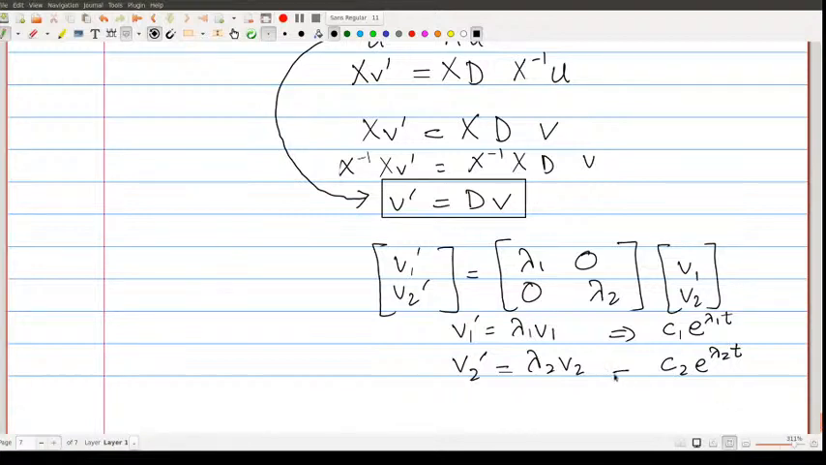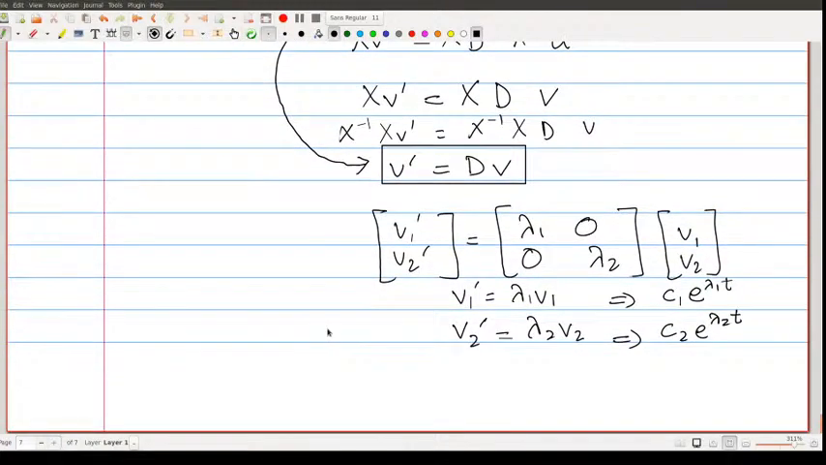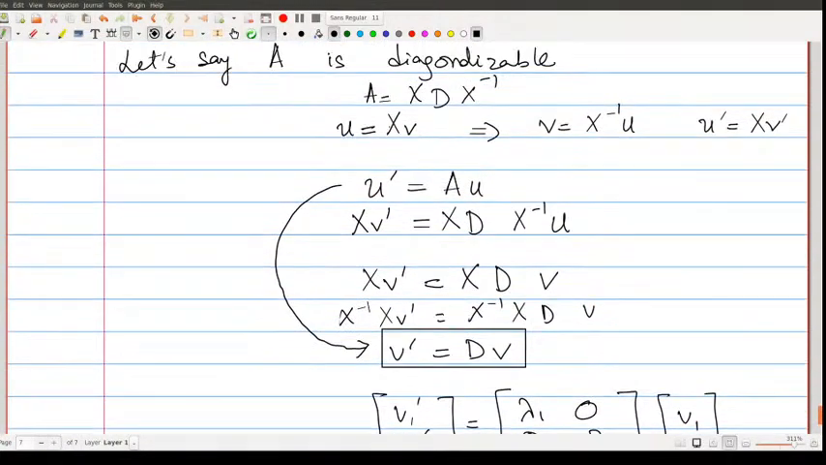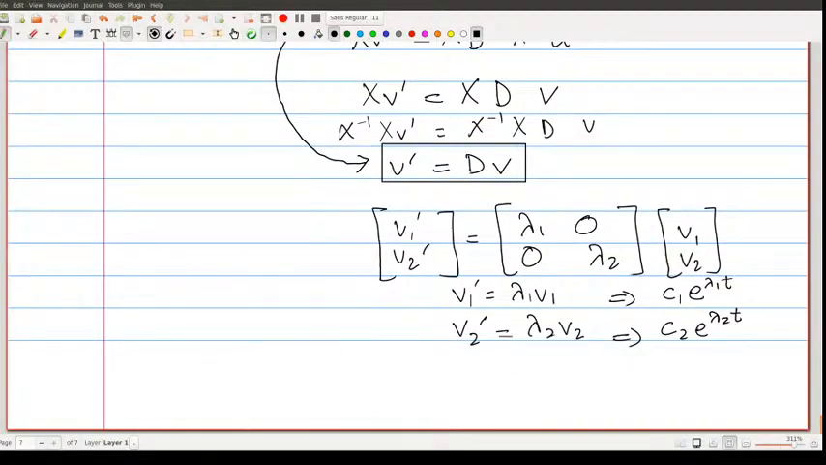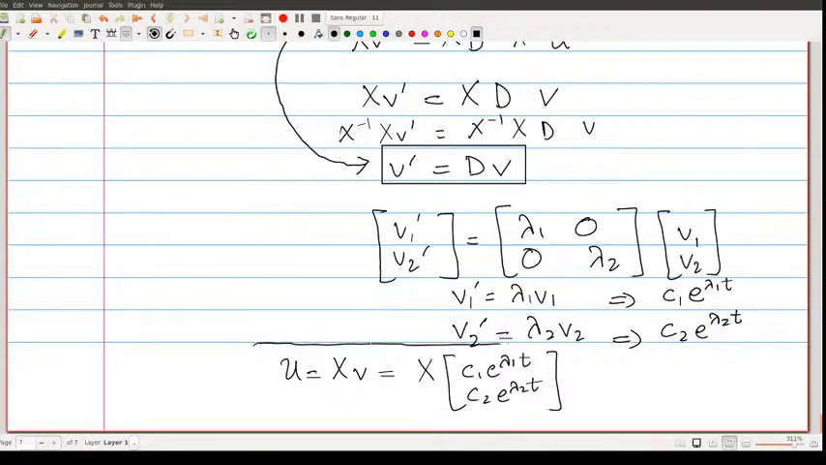That's the solution to both of these equations. And now we can revert back the change of variables. So u was equal to xv. Since u is equal to xv, we can write x times v, which is c1 e^(lambda1 t), c2 e^(lambda2 t), and that's my solution to the differential equation. So I just need to find the eigenvectors and eigenvalues, and then this is my solution to u.